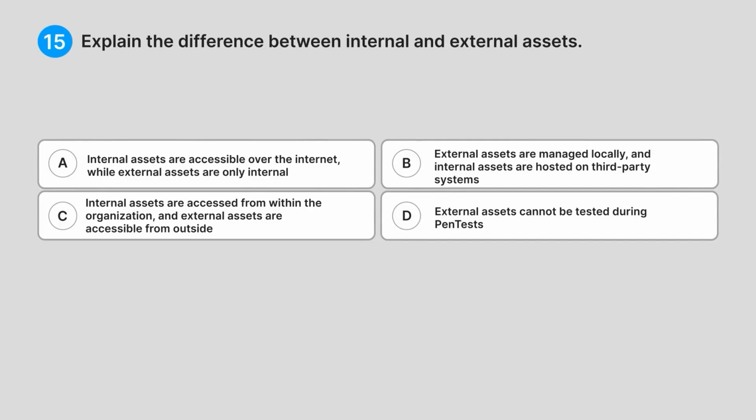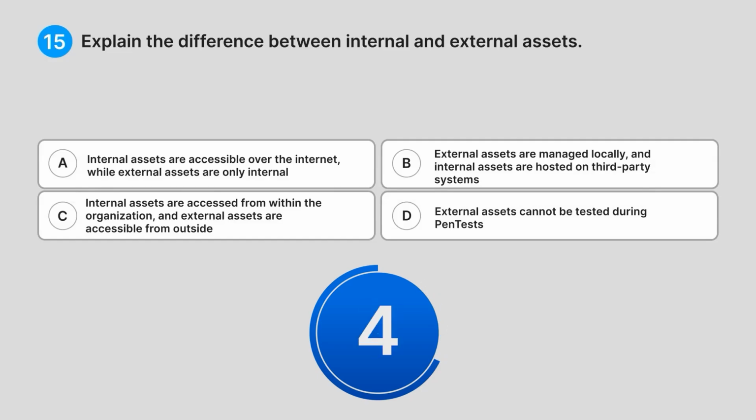15. Explain the difference between internal and external assets. A. Internal assets are accessible over the internet, while external assets are only internal. B. External assets are managed locally, and internal assets are hosted on third-party systems. C. Internal assets are accessed from within the organization, and external assets are accessible from outside. D. External assets cannot be tested during pen tests. Can you guess the answer?